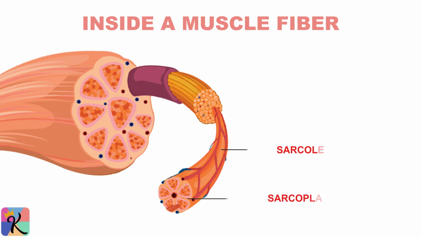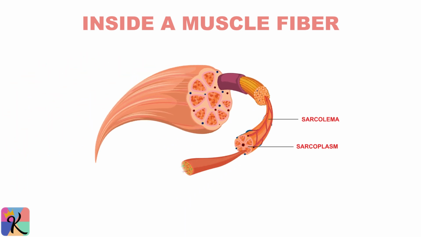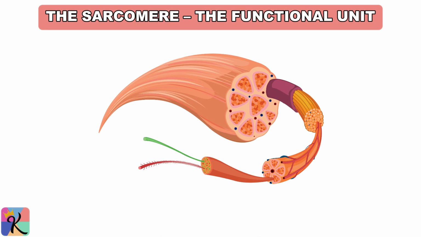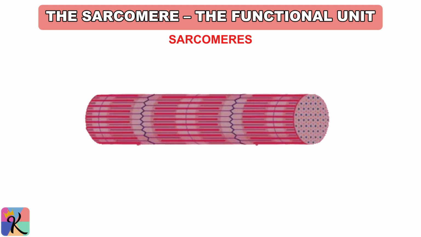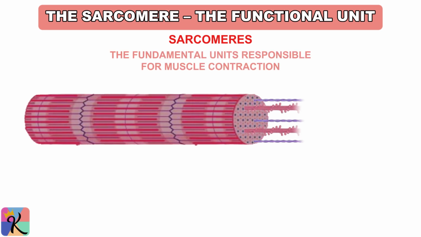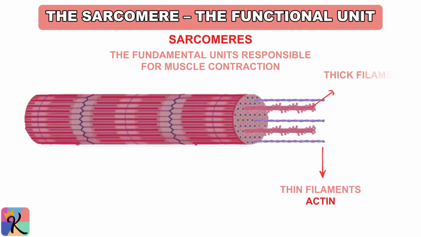Inside each muscle fiber is the sarcoplasm, which is like the cytoplasm in other cells but specialized for muscle function. The sarcoplasm is packed with long, cylindrical structures called myofibrils. Think of them as the muscle's machinery. Each myofibril is made up of repeating units called sarcomeres, which are the fundamental units responsible for muscle contraction. Sarcomeres are composed of two main types of protein filaments, thin filaments made of actin and thick filaments made of myosin. These filaments are arranged in a precise, overlapping pattern that's crucial for the muscle's ability to contract.